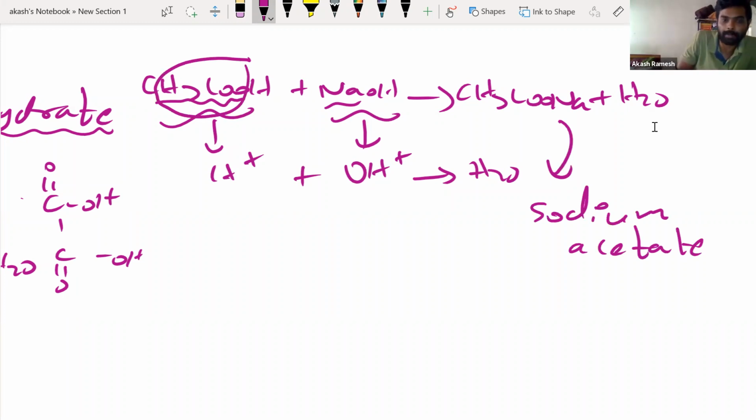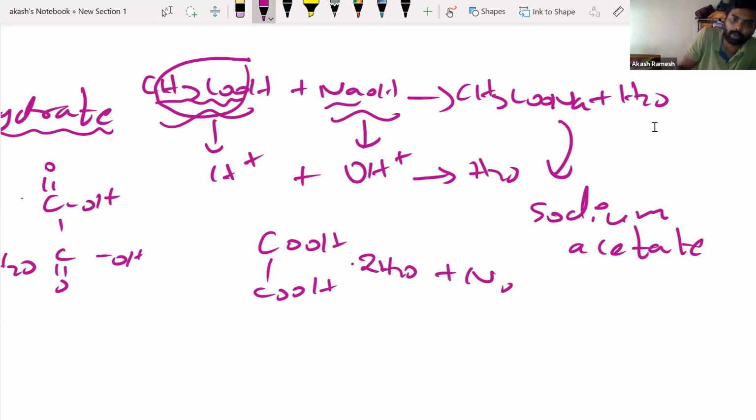Now, the same analogy can be used here. Now, COOH, COOH, and obviously 2H2O is there. If you want to write it, you write it, or else you don't write it. Not an issue. Plus NaOH. Now, please understand, there can be two H plus coming out. You can have one H plus coming from this, another H plus coming from this. So for the sake of this, we'll put the 2H2O.